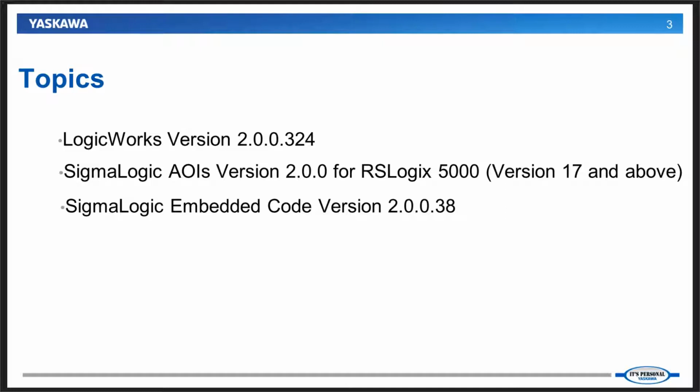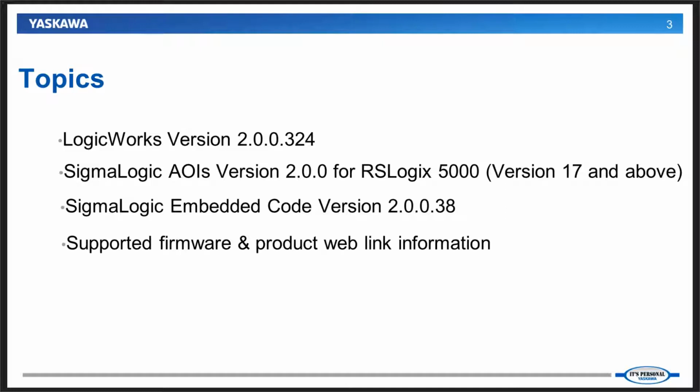These AOIs are designed to work on RSLogix software version 17 and above. These AOIs go along with the SigmaLogic embedded code version, so please make sure that you update your SigmaLogic controller using this embedded code. The release version is 2.0.0.38. Later on in this video, I will also walk you through the supported firmware for this product, and also the product web link information where you can download all this software in one place.